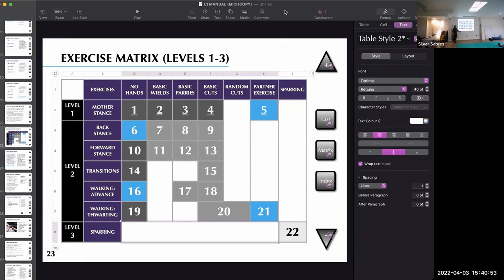What's the initiative? I'll come to that in a second. Any more? I'm only going to cover correct grip and initiative today.